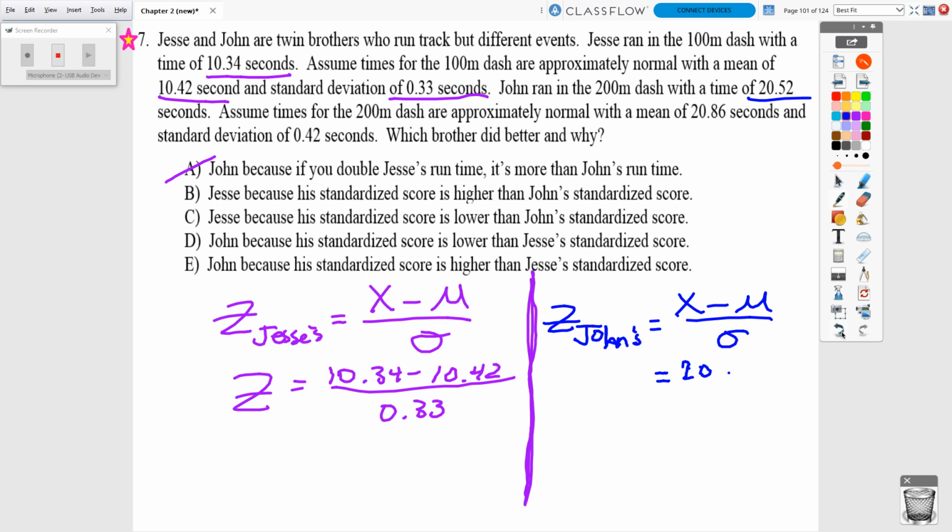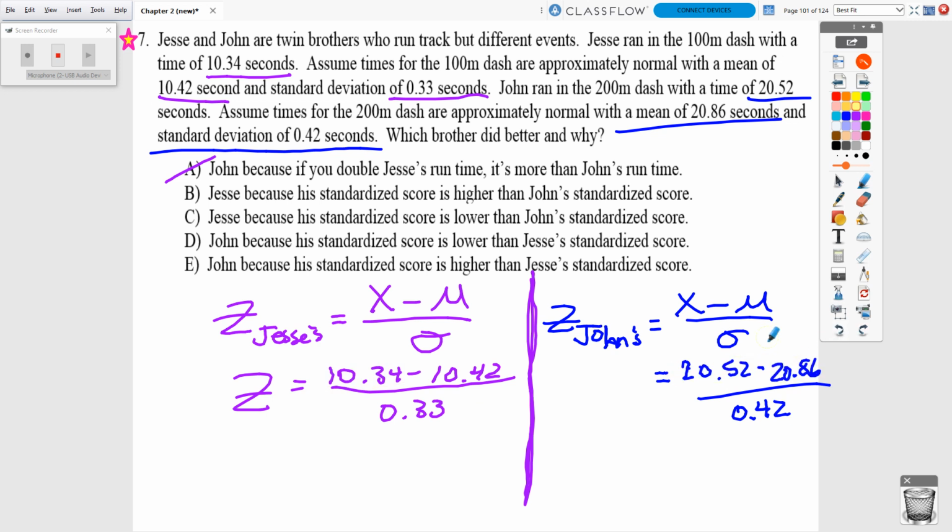20.52. Now, come on, pen. Stop being crazy. Minus the mean, what was the mean? 20.86. Divided by standard deviation, 0.42. So without actually calculating anything, one observation we can make here is that we can see Jesse was faster than the mean, and we can also see that John ran faster than the mean.